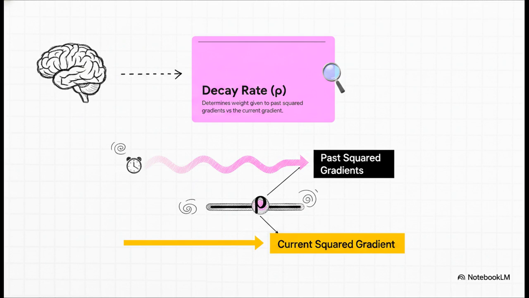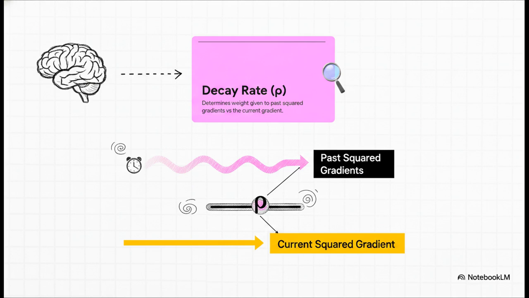Next up is the Greek letter rho. This is our decay rate. You can really think of rho as the memory manager for the whole algorithm. It's typically set to a value right around 0.9. Its entire job is to determine how much weight is given to the past squared gradients compared to the current squared gradient. Choosing 0.9 is highly intentional here.